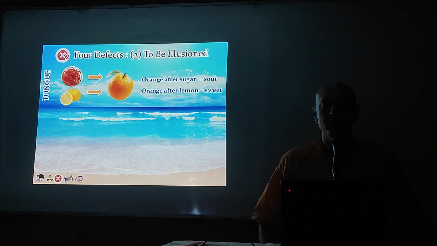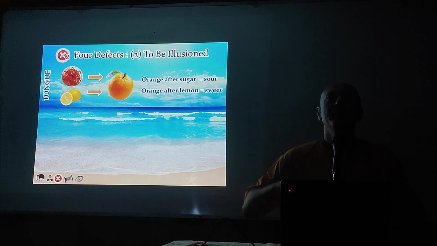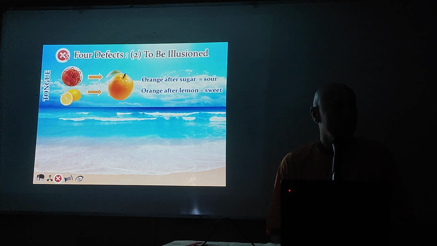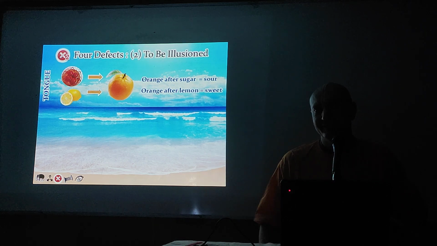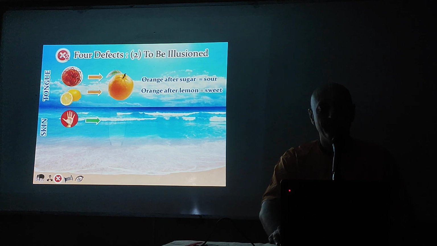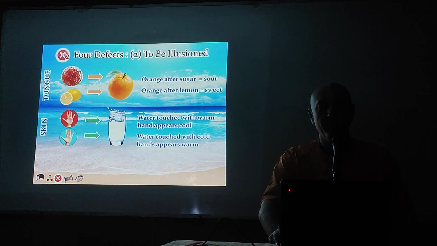So it was quite cold. That water, the Ganga water, appeared quite pleasant in comparison to the temperature outside. If you were in this situation and then took that water, you would think that water is freezing cold. So that's the example for the skin. Water touched with a warm hand appears cold. Water touched with cold hands appears warm.